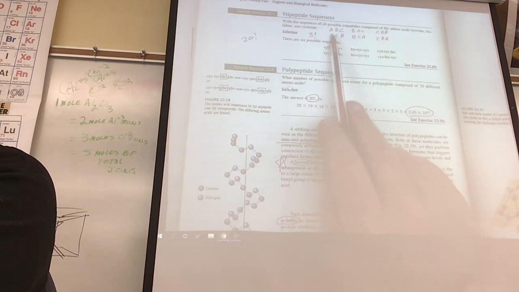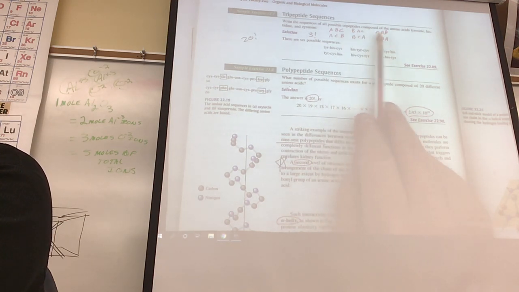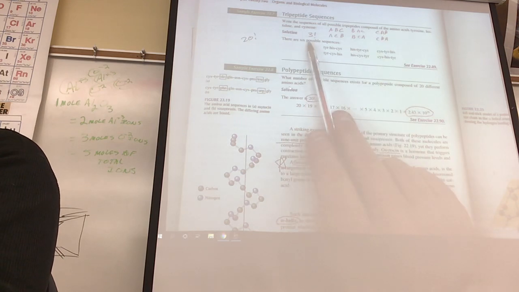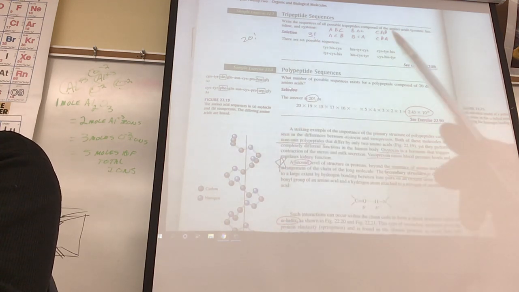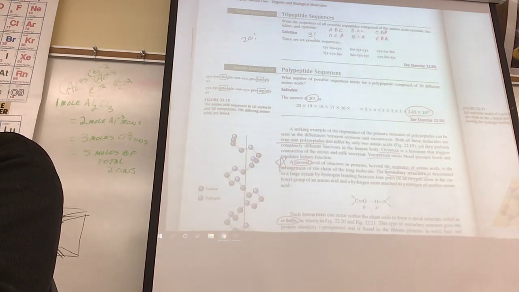So I've already exhausted all the ones that start with A. So I'm going to start with B. Well, BAC and BCA. Then I start another one, start with C, and there's your chances. Now, even though you could do it this way and figure out 6, there's another way of doing it, and it's called factorial. Have you heard of factorial? Yes. So 3 factorial is 3 times 2 times 1. And that tells you that there are 6 ways that you could arrange 3 things without repeating themselves.